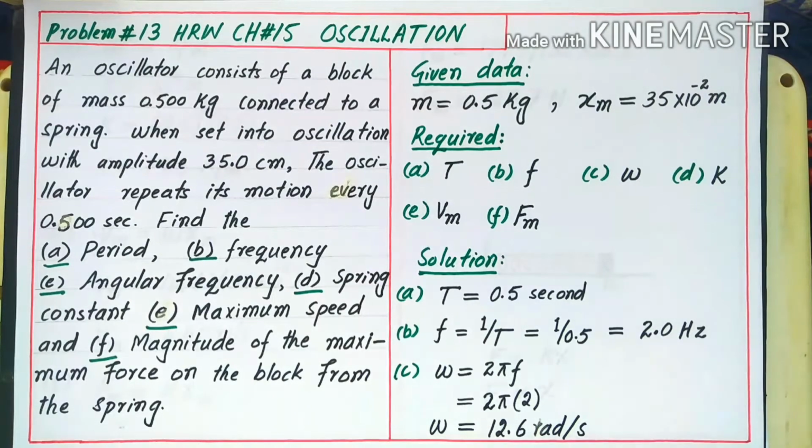Solution part B. As frequency is the reciprocal of time, so frequency is equal to 1 divided by T. By putting the value of T, frequency is equal to 2 Hz. Solution part C. As we know that angular frequency is equal to 2 pi f, by putting f equal to 2 Hz, angular frequency is equal to 12.6 radian per second.